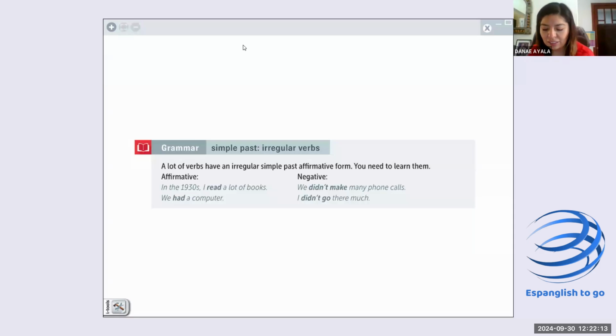And in the negative, we have the negative examples. Number one, we didn't make many phone calls. And the next, I didn't go there much. So as you can see, the simple past form of the verb, in affirmative and negative, is the same for all the persons, no change. So it's very, very easy, very simple.